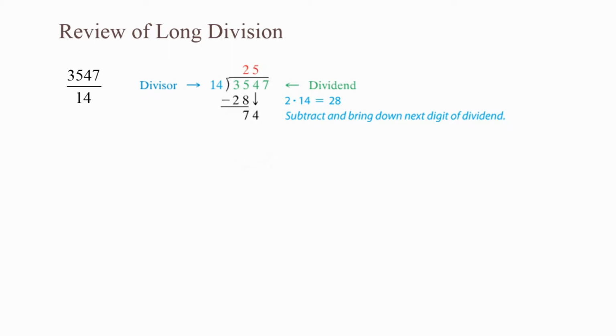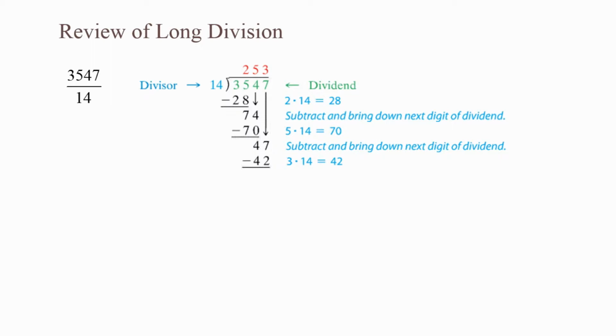14 will go into 74 5 times. 5 times 14 equals 70, so I write my minus 70. Subtract and bring down the next digit of the dividend. 74 take away 70 is 4. Bringing down the 7, I have 47. 14 goes into 47 3 times. 3 times 14 equals 42, so I write down my minus 42. Subtract. 47 minus 42 is 5. That's your remainder. Your quotient is 253.